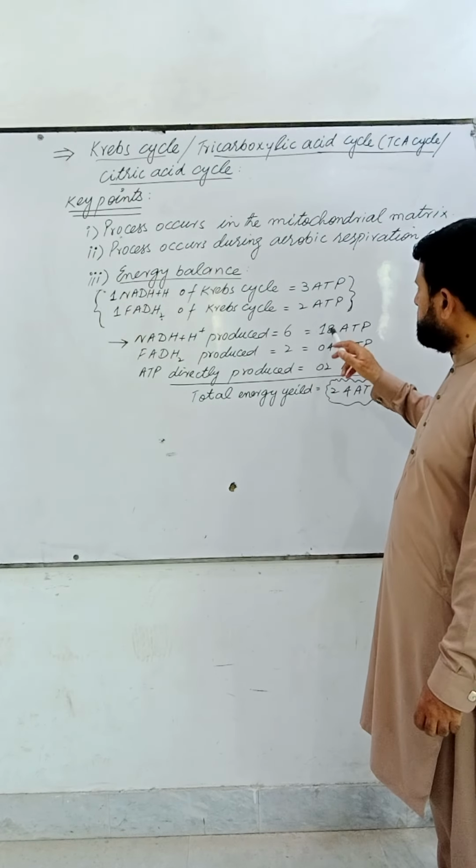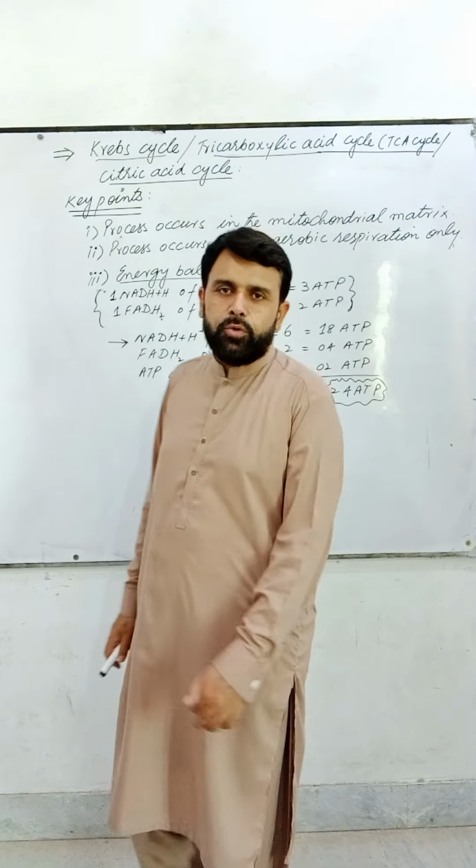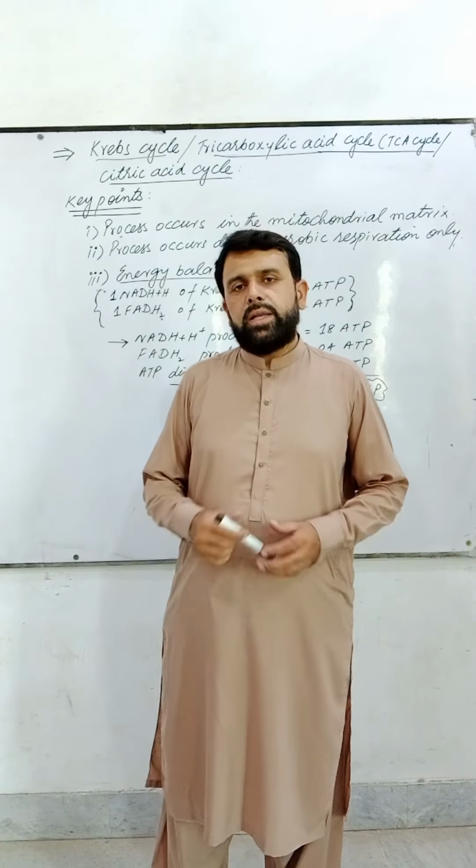The sum will be 18 plus 4 plus 2, which is 24. So a total of 24 ATP molecules are produced during the process of Krebs cycle.